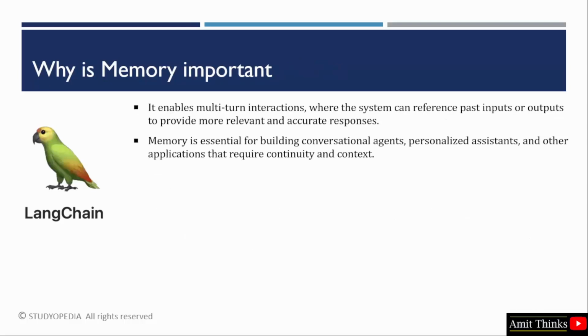Why is memory important? It easily allows multiple interactions so that the system can reference previous inputs or outputs. This eases the work in providing more relevant and accurate responses. If you are building conversational agents, personal virtual assistants, then memory is really important. So guys, we saw what is the memory component of LangChain. We also saw the types.